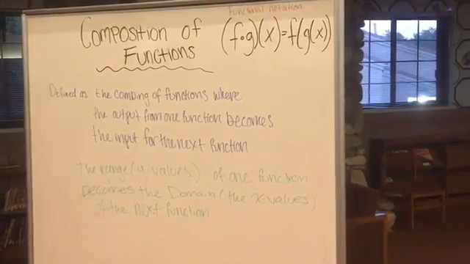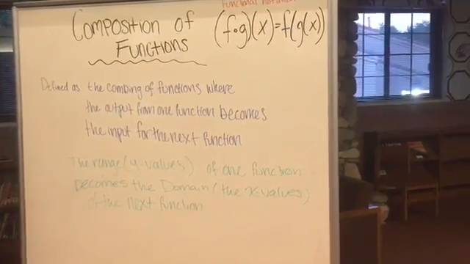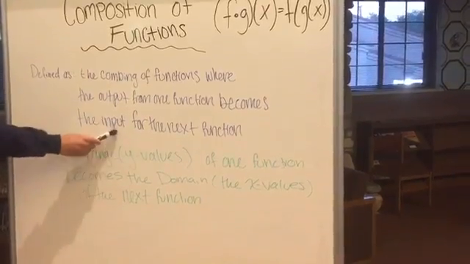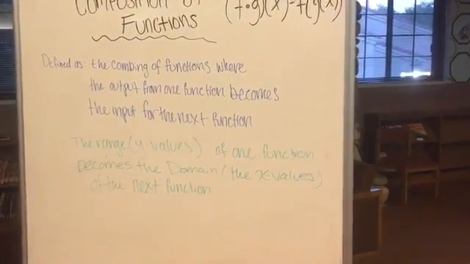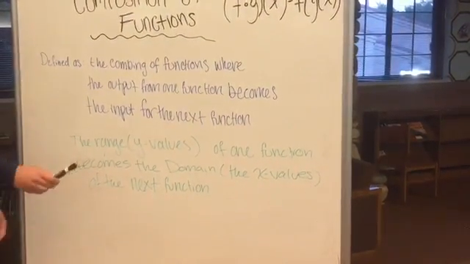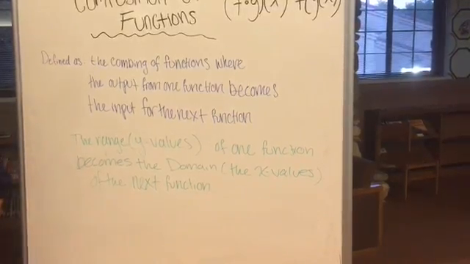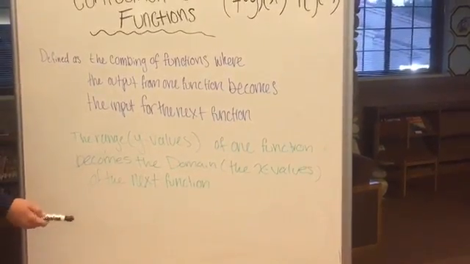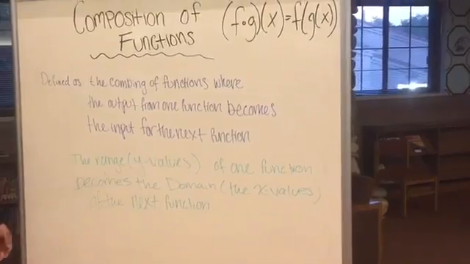Composition of functions is defined as the combining of functions where the output from one function becomes the input for the next function. So for example, the range, which is the y values of one function, becomes the domain, which is the x values of the next function.